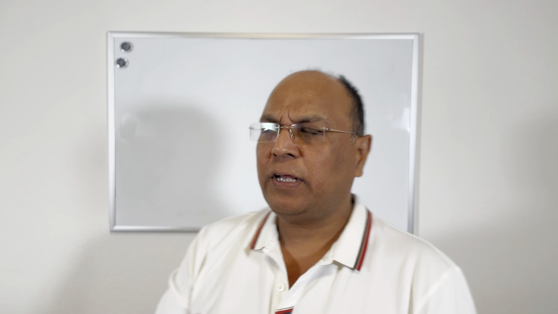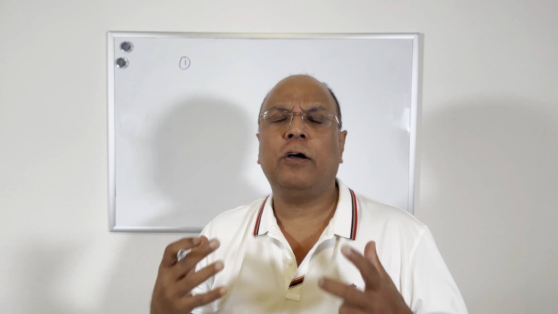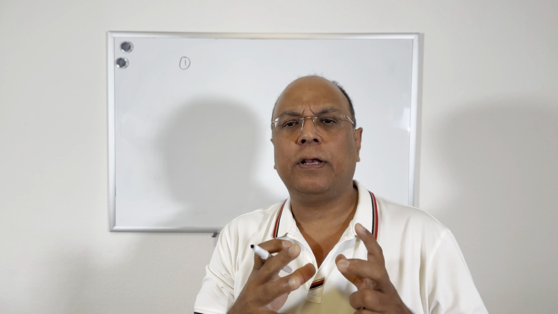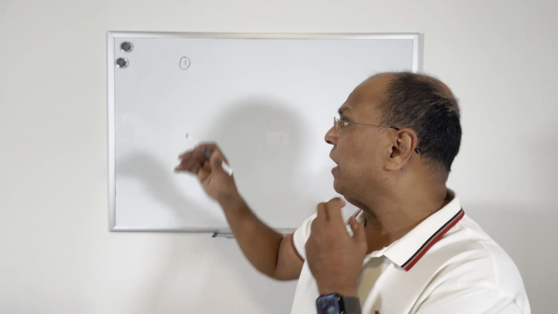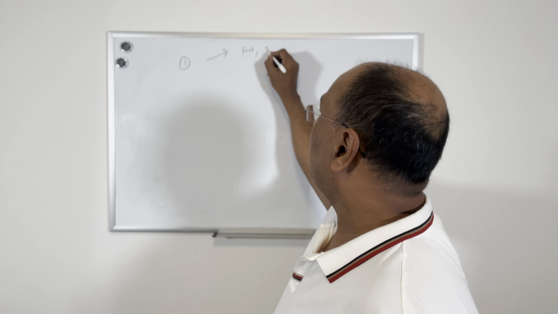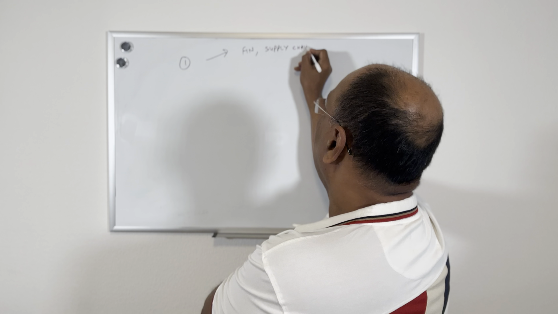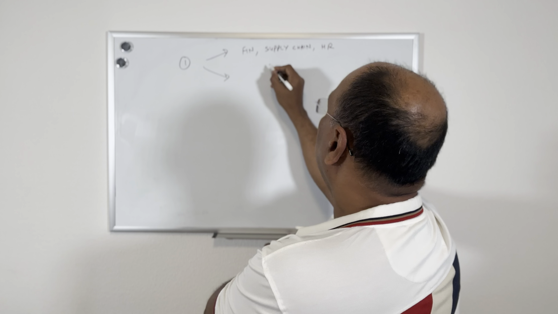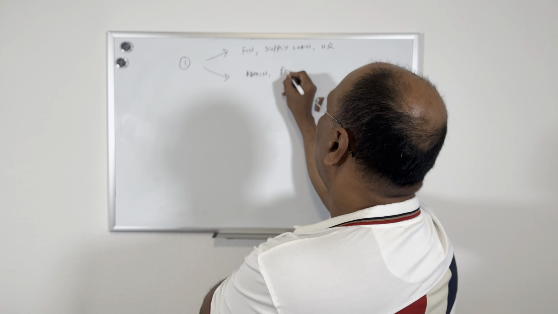So the first thing that you want to do is determine what is your area of expertise. Each one of you might be in a certain area. Number one is, are you on the business side or on the technical side? If you're on the business side, you will be in finance, supply chain, or HR. And if you're on the technical side, you will be in admin or in programming.